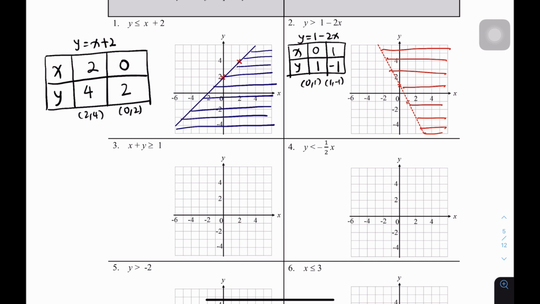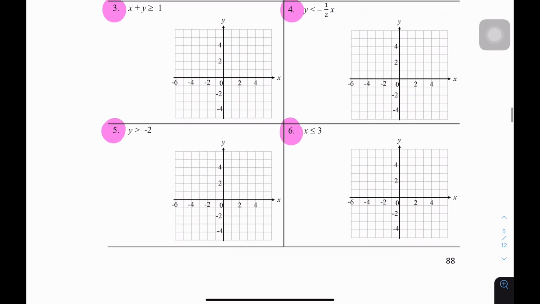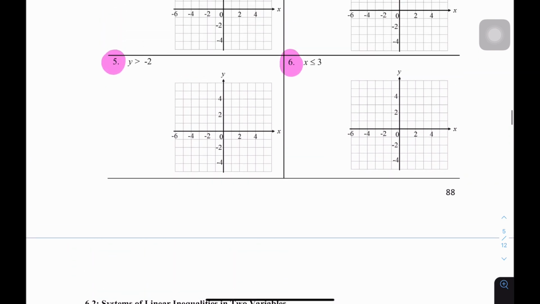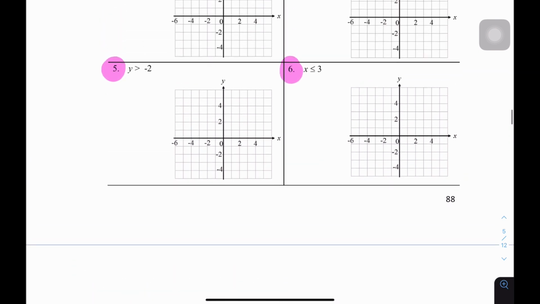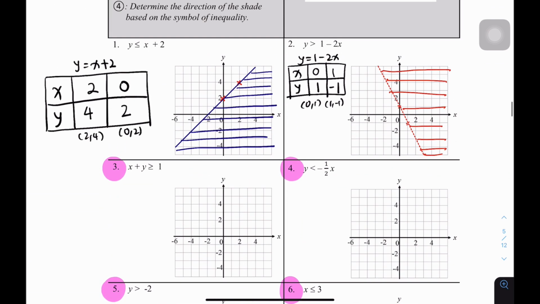So next, number 3, number 4, number 5, number 6. Saya nak awak cuba sendiri. Ada problem, boleh tanya saya lah. Okay, dah. So I think that's all for today.